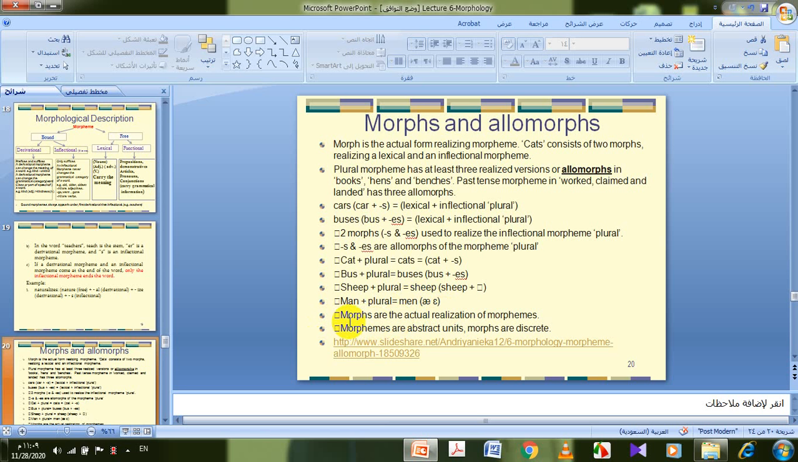Morphs are the actual realization of a morpheme. This is the definition of morphs. Why? Because a morpheme is abstract. It is in the mind, and once we say it, it becomes a morph. Okay? Morphemes are abstract units. Morphs are discrete. This is very easy. Good. Okay?